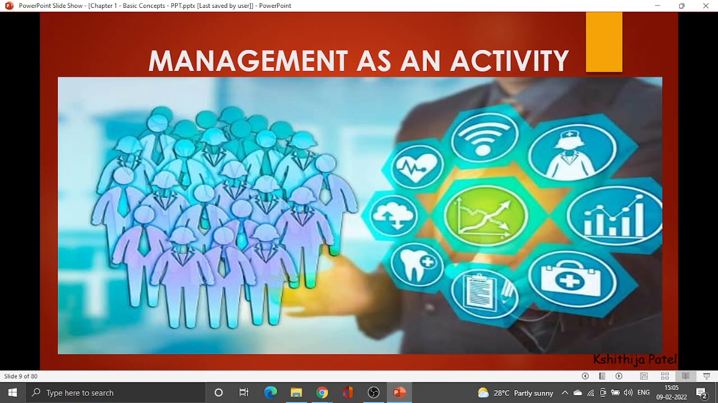But then do not get confused here. Management is an invisible force with a team of managers who are visible. So managers, you can definitely identify, you can say what their work is, but management definitely is an intangible thing.